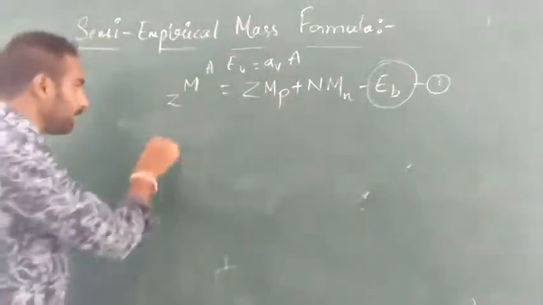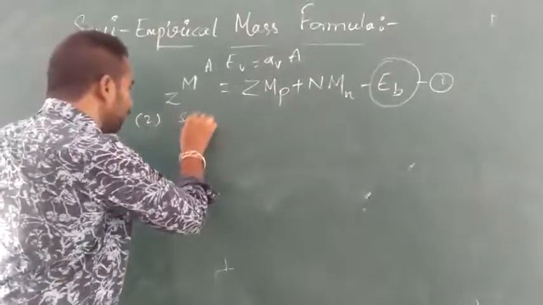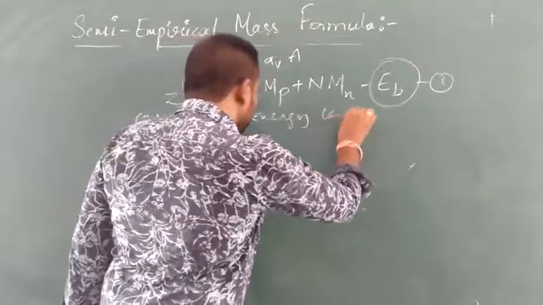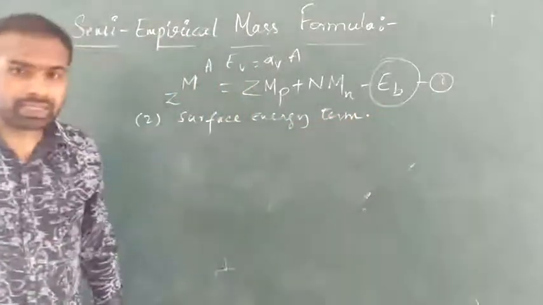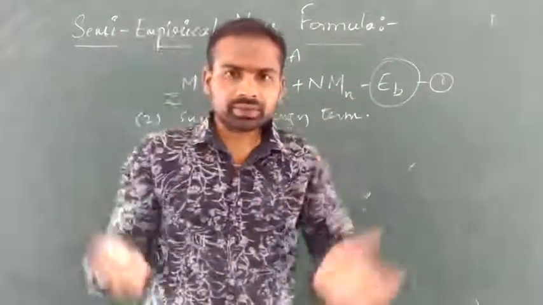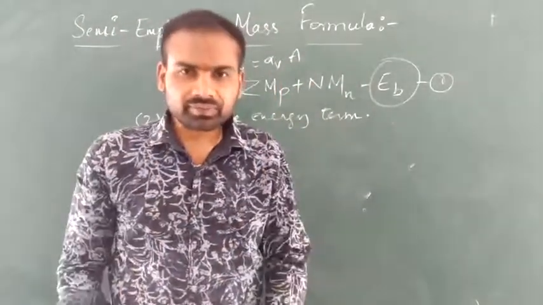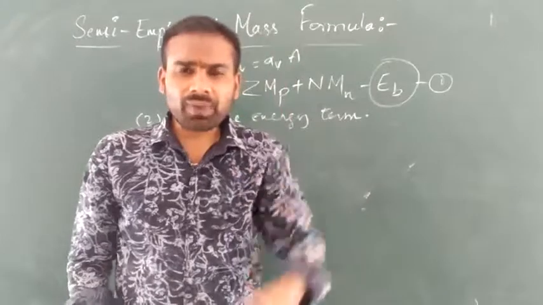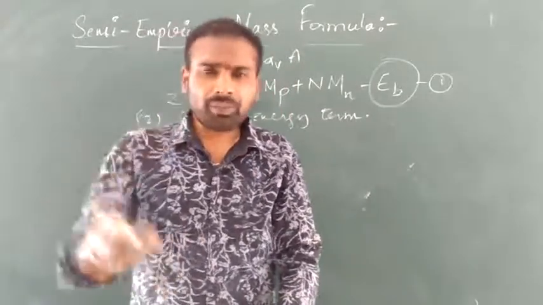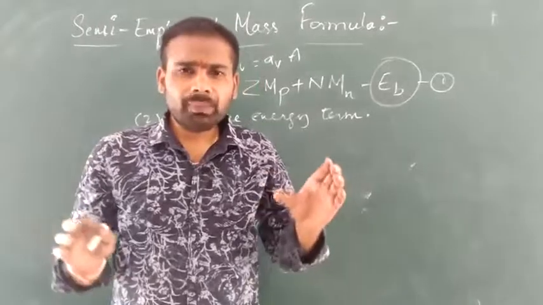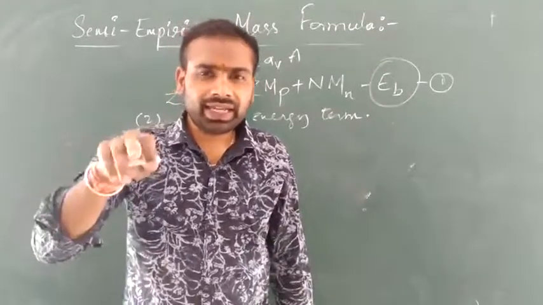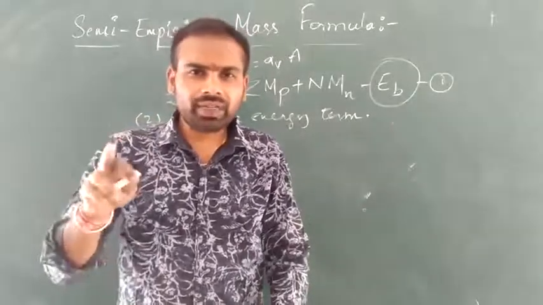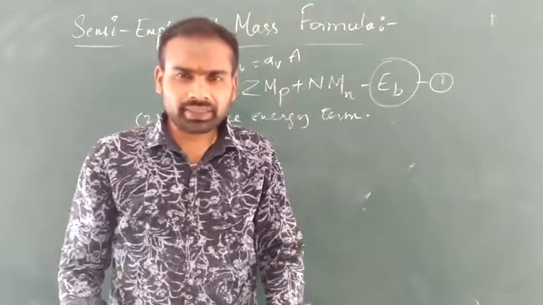Next, the second one is what? Our surface energy term. See, the nucleons present on the surface will be attracted from only one side. Already in the last class we discussed the properties of the nucleus, isn't it? In the properties of the nucleus we said that the binding energy of the nucleons present inside the nucleus is more compared to the binding energy of the nucleons on the surface of the nucleus, isn't it?